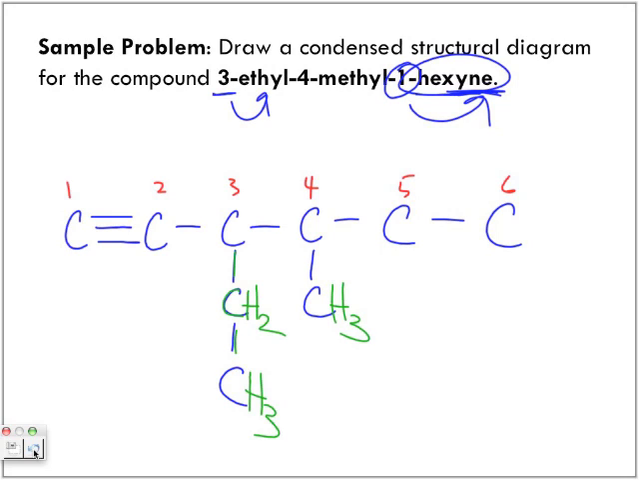So now let's figure out how many hydrogens we can fit on our main chain. Carbon number 1 has a carbon bonded 3 times, so it has room for 1 H. The next carbon has 4 bonds, so it has no more room for any more H's. Okay. Carbon number 3 has 3 bonds, so it has room for 1 more H. Carbon 4, 3 bonds, it has room for 1 more H. Carbon number 5 has 2 bonds, so it has room for 2 hydrogens. And the last carbon, carbon number 6, has 1 bond, so it has room for 3 hydrogens. And here you have the example. Here's your condensed structural diagram of 3-ethyl, 4-methyl, 1-hexyne.